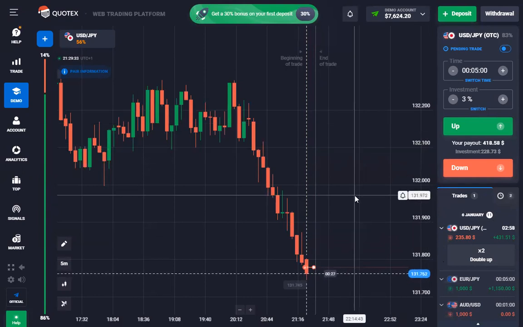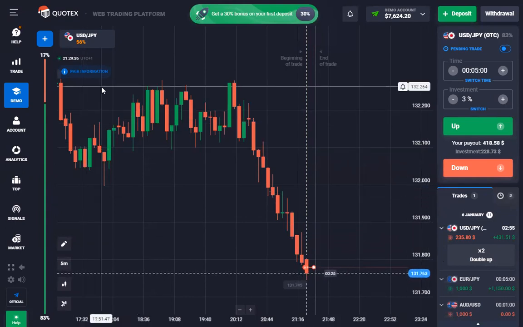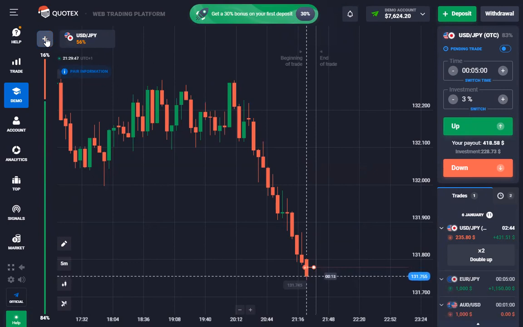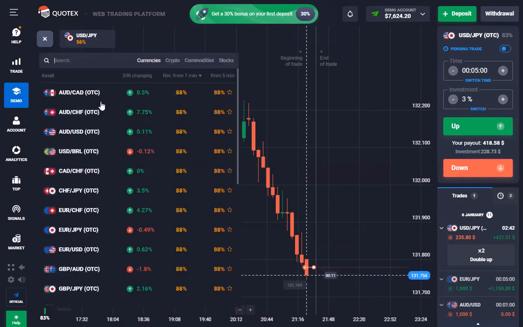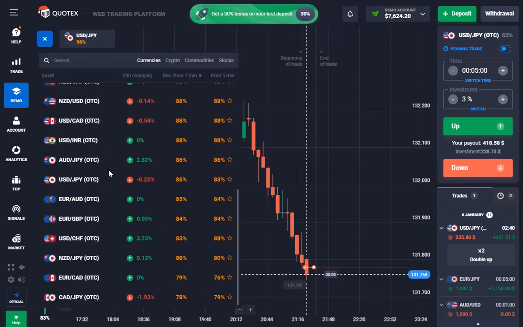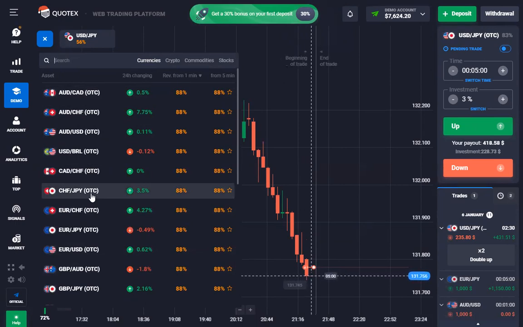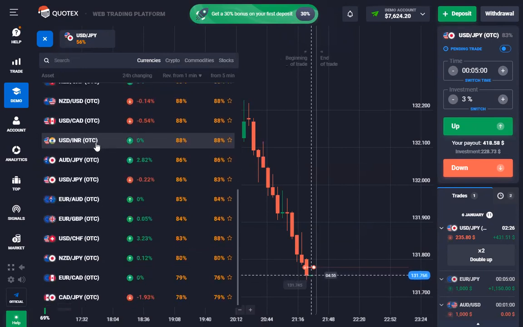Now, the other areas of this, to add, for instance, this is USD-JPY. Right now, the trade I'm taking is on USD-JPY. If you want to add any other currency, you come to the plus here, and there you go. There they are. The left column is the currency we're looking at. OTC means over-the-counter market, and that's only because of time of day right now. The time of day right now, OTC market is what's available.